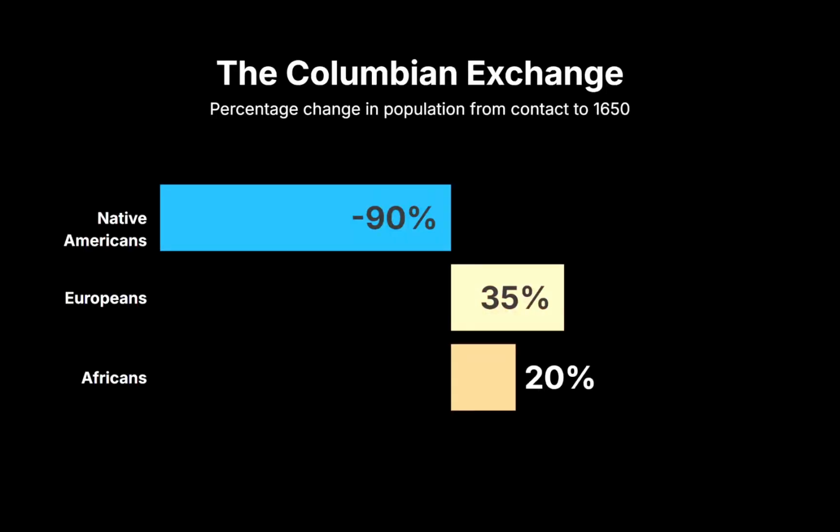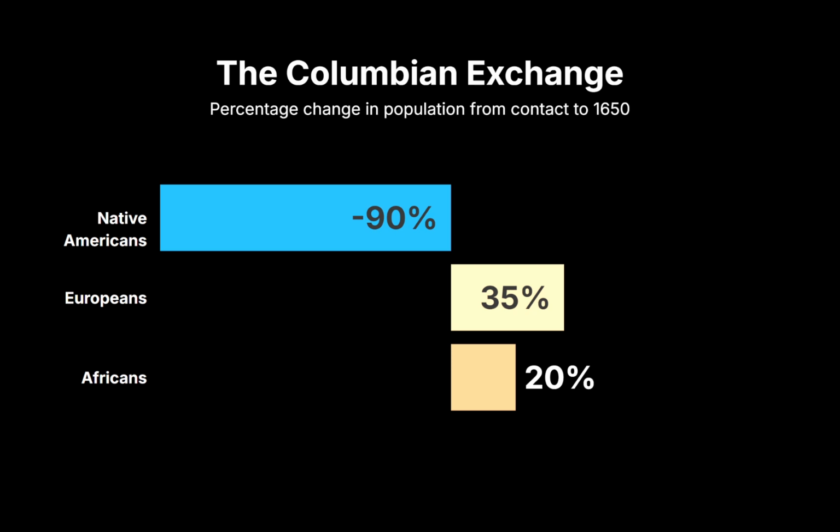The most profound connection wasn't trade, but biology. The Columbian exchange transferred crops, animals, and diseases across hemispheres. From the Old World came horses, cattle, wheat, and smallpox. From the New World came potatoes, maize, otherwise known as corn, tomatoes, and tobacco.